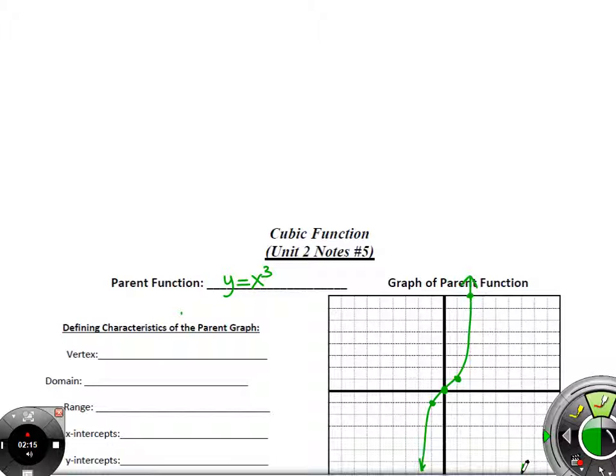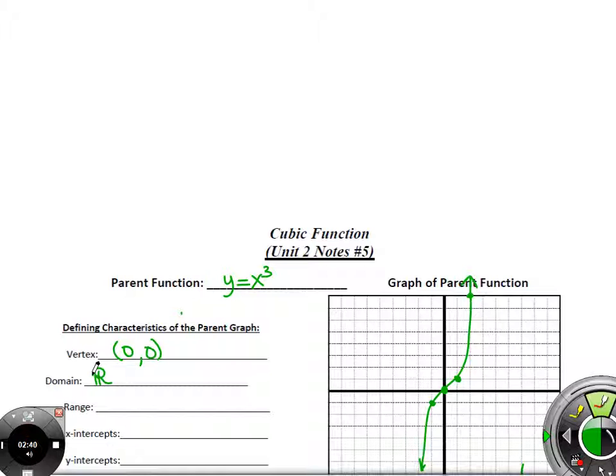Okay, so our vertex, again, it doesn't look like what we think of a vertex, but I'm always talking about that main point that starts in the middle that the whole function is around. So that's going to be our 0, 0 point. What is our domain of this function? All real numbers. You can keep plugging in x values and then keep ending up higher or lower on the graph. So all real numbers.